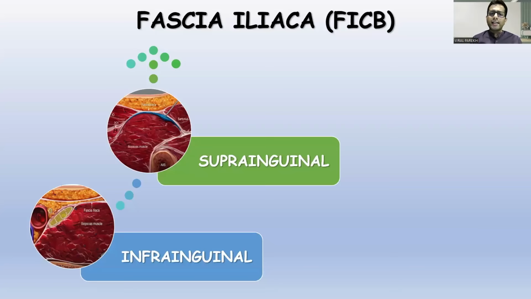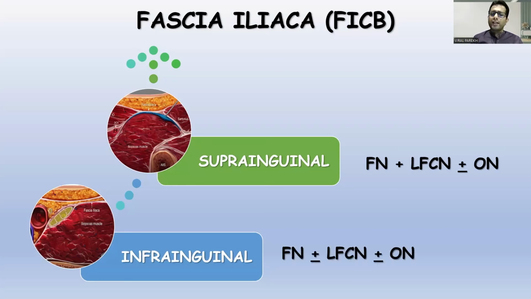Now coming to the fascia iliaca, there are two approaches which have been described, the suprainguinal and the infrainguinal. The advantage of the suprainguinal approach is that studies say it blocks 100% the femoral nerve and the lateral femoral cutaneous nerve, and may or may not block the obturator nerve. Compared to the infrainguinal, studies do say that it blocks 100% femoral, which may or may not block the lateral femoral cutaneous nerve and obturator nerve.